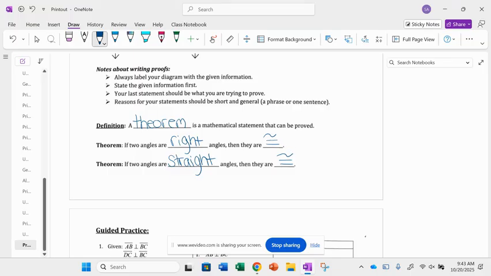The next one's saying if two angles are straight angles, then they are congruent. So by definition, a straight angle is an angle that has a measure of what? 180. If I have two angles that both have that same 180-degree measurement, don't they have to be congruent because they're the same? All right, so we just verbally proved these two theorems.